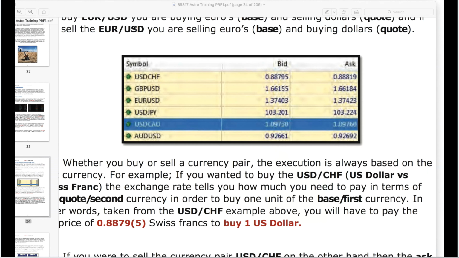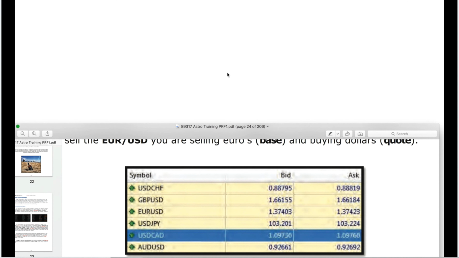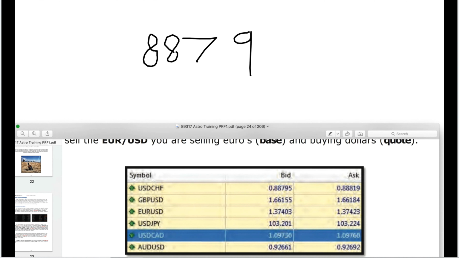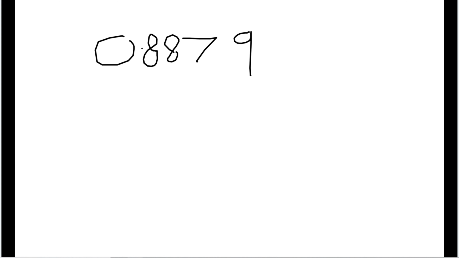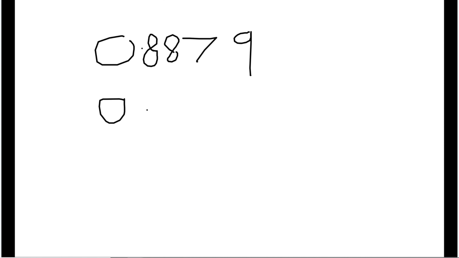Now, the reason, I've got this off MetaTrader. I pulled this from the MetaTrader quote board, and every single broker you use, you are going to see two quotes for your currencies. One's called the bid, one's called the ask. So USD Swiss franc, let's do this one together. The bid is 0.8879, and the ask is 0.8881.